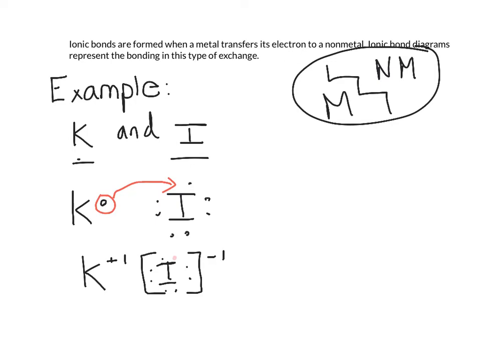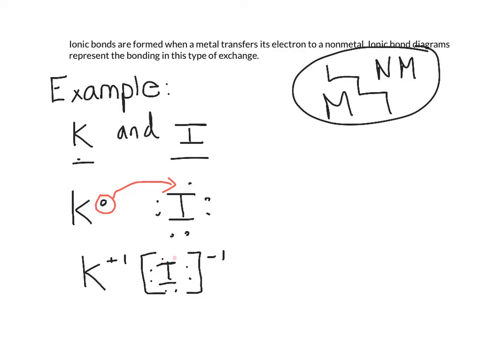Now in this case, potassium forms a +1, iodide forms a -1 because potassium has 1 electron to lose and iodine needs to gain 1 electron to get its full valence shell. So because it works out so nicely, we don't need to worry about having multiples of each of these.